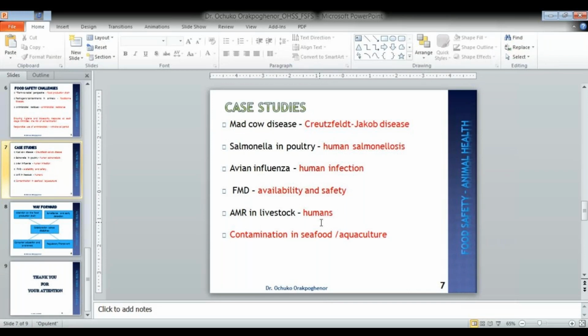Look at salmonella in poultry, which is a serious problem in the poultry industry. That is chicken, turkeys, guinea fowls. Once these animals are sick and they are consumed, humans are also at the risk of human salmonellosis. And there could be some recombinant mutation of the organism that can result in salmonella infection in humans.